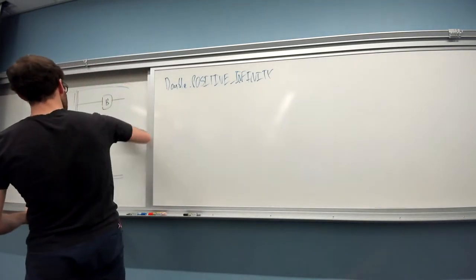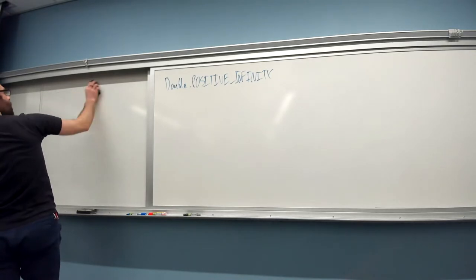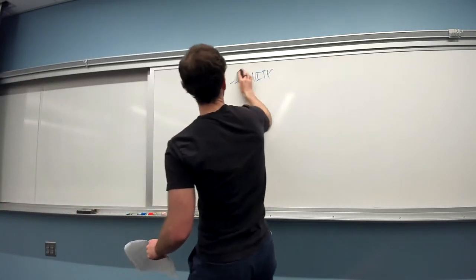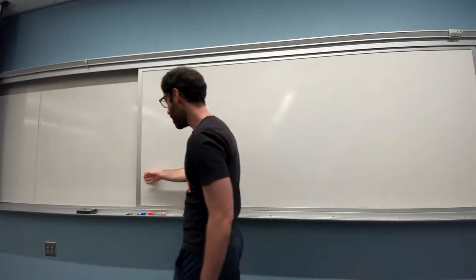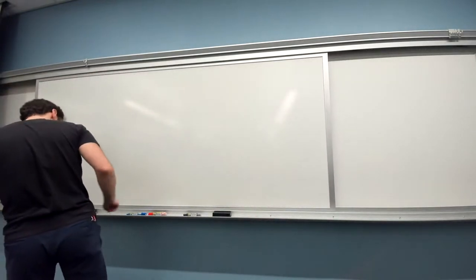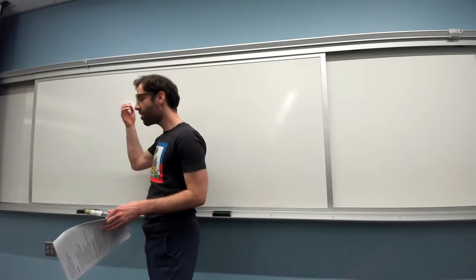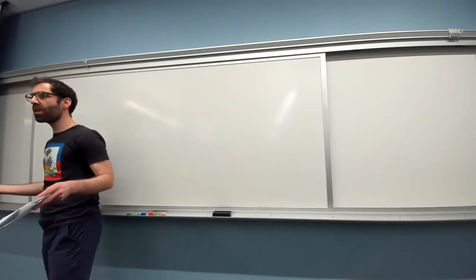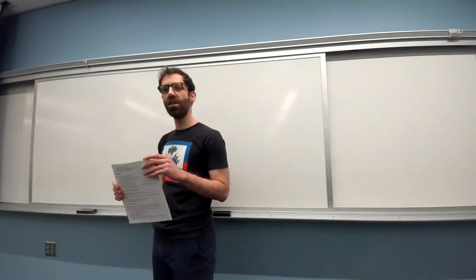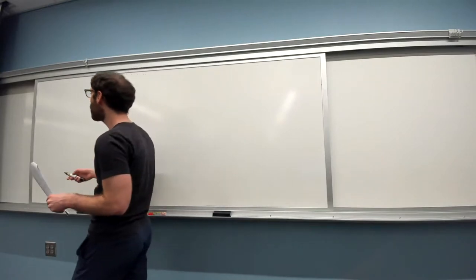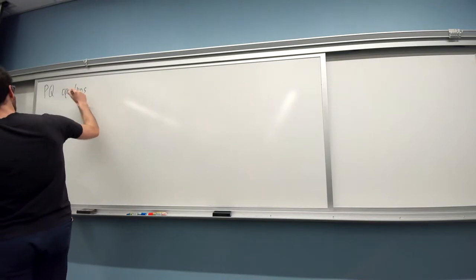Okay, so on to the meat of the heap. Can someone remind us what the operations are? Our motivation for the heap was we had this abstract data type called a priority queue. Can someone remind us what our priority queue operations were?